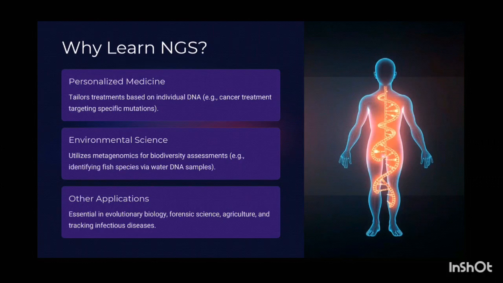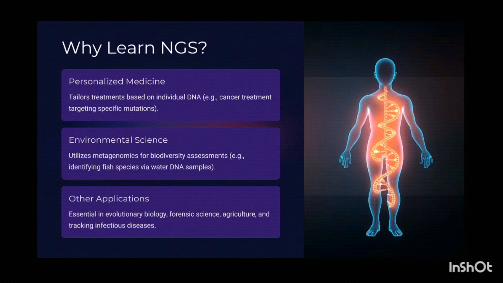Imagine having a custom-tailored suit made just for you. It's the same with NGS. NGS allows the doctor to sequence your DNA and tailor the medical treatment specifically for your genetic makeup, especially in cases like cancer, where tumors may have a unique genetic mutation.